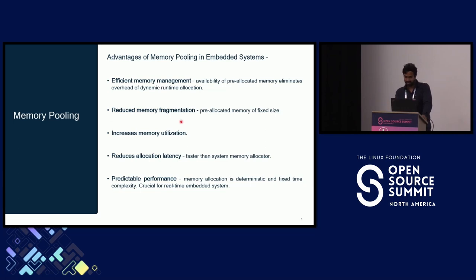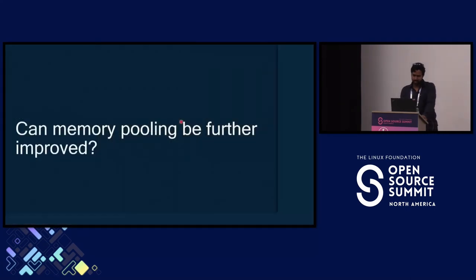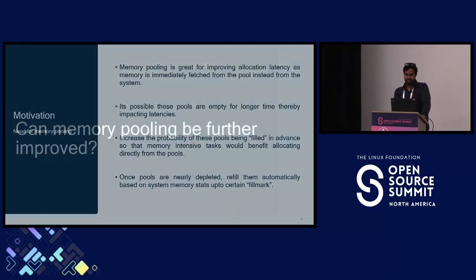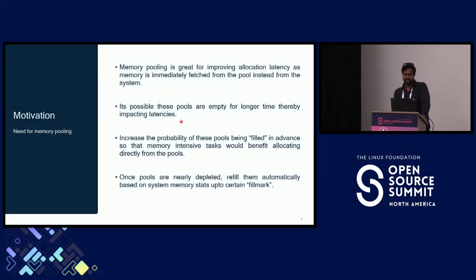And then, of course, efficient memory management. You have the memory always available for your use case. So what can be further improved? There are efficient memory allocation schemes or buffer allocation schemes for the generic pools. But what can be further improved to improve allocation latencies, or to make sure that the memory that's there in the pool, I'm always going to have it when I need it. So here's where the whole motivation is.